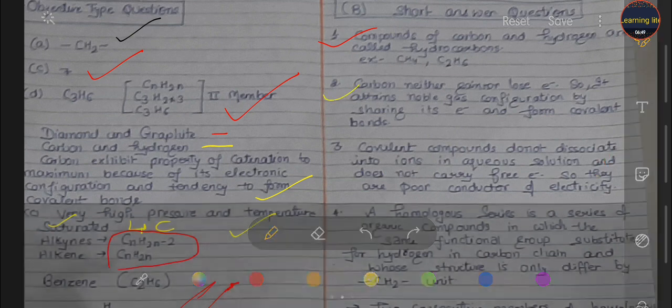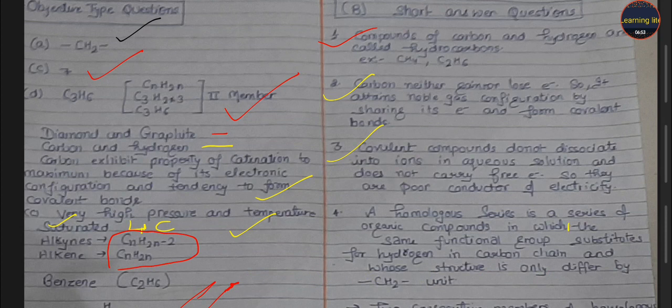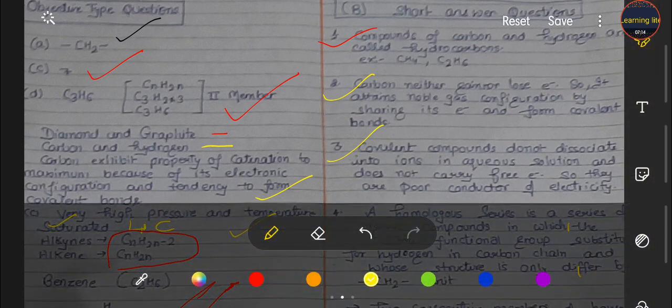Third question, students: covalent compounds are poor conductors of electricity. Why? Because they don't dissociate into ions and don't dissolve in water. And the compounds which don't dissociate into ions are poor conductors of electricity. And the fourth question, what is a homologous series, student? The homologous series is a series.